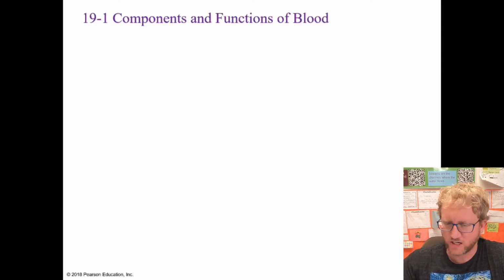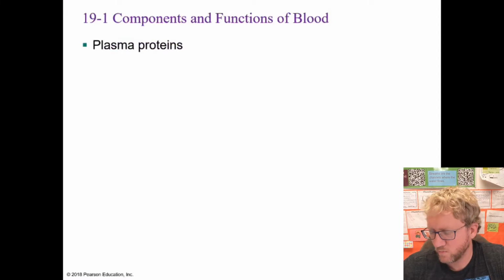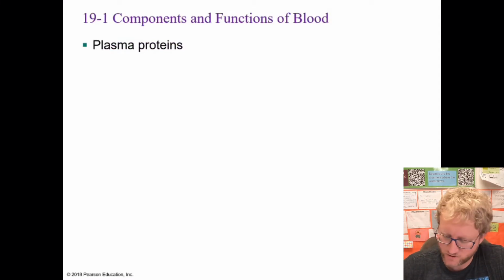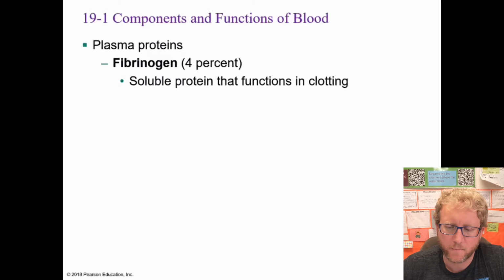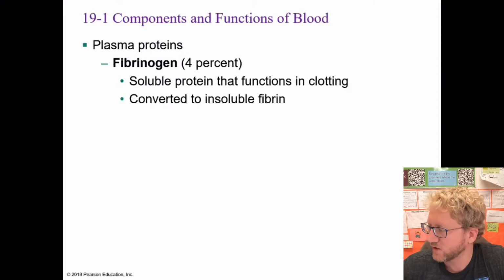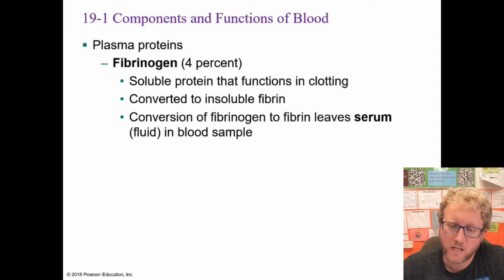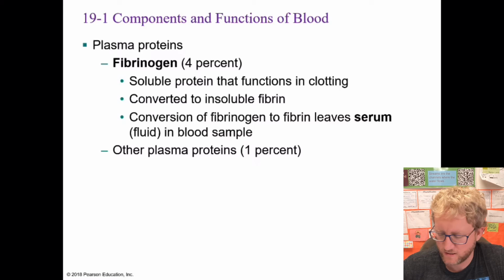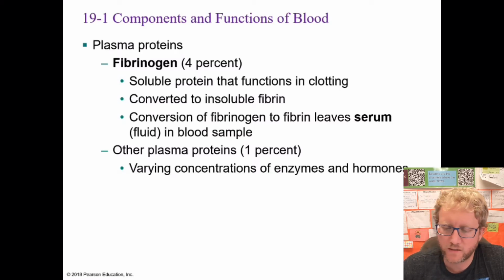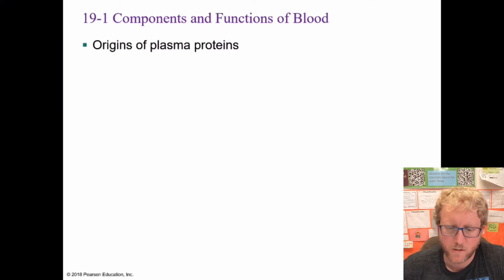You've also got fibrinogen. Fibrinogen is a blood-soluble, so a water-soluble protein that is important in clotting, and we'll get into that a little bit later. Eventually, it's going to turn into fibrin, which is important in blood clotting. And then there's other plasma proteins that are enzymes and other hormones and stuff like that.